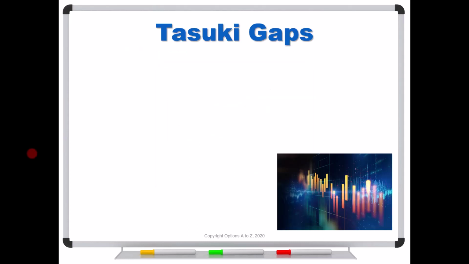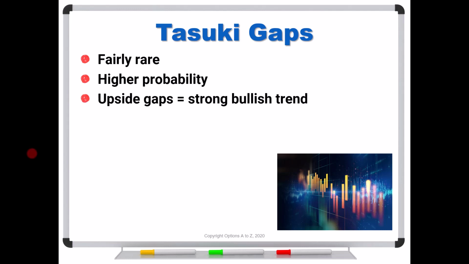So, Tasuki Gaps. First of all, these are fairly rare, and this is another reason why you have to be careful of them because they can give you a real head fake. However, they are also higher probability. We're going to start with an upside Tasuki Gap, and what's going to happen here is you are going to have a strong bullish trend.